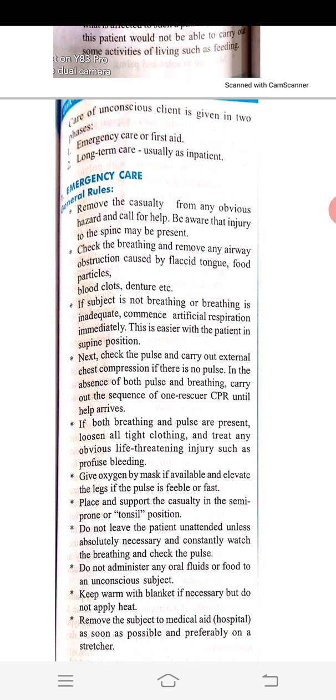And do not leave the patient alone. Do not administer oral fluid if the patient is unconscious, because the oral fluid will cause aspiration into the lungs, and by which the airway cannot be properly maintained. Keep the patient warm with a warm blanket and send the patient for medical care if required. Okay.